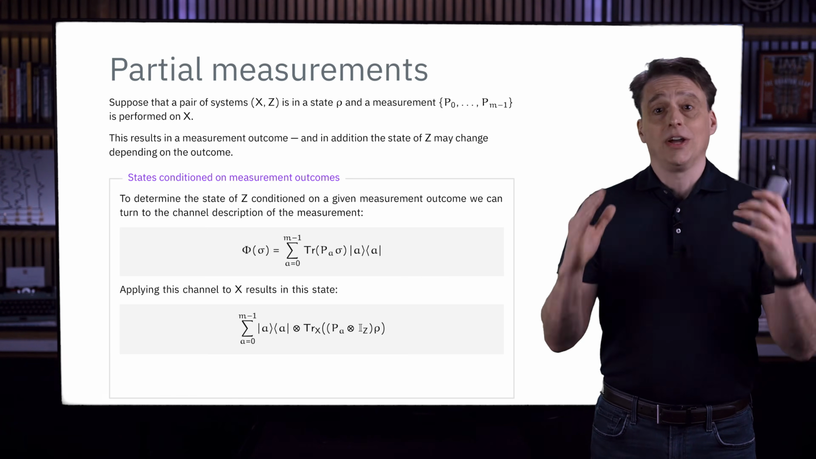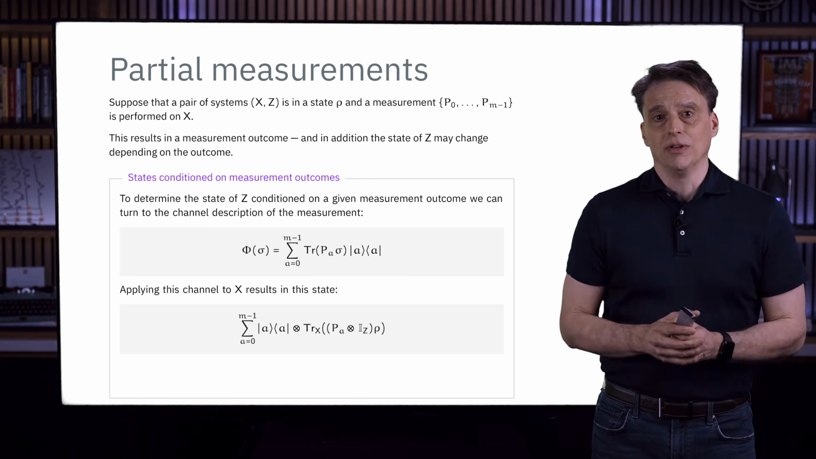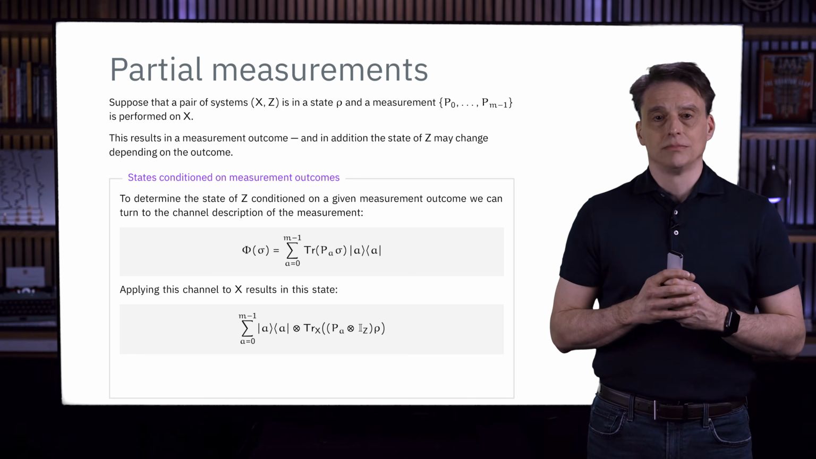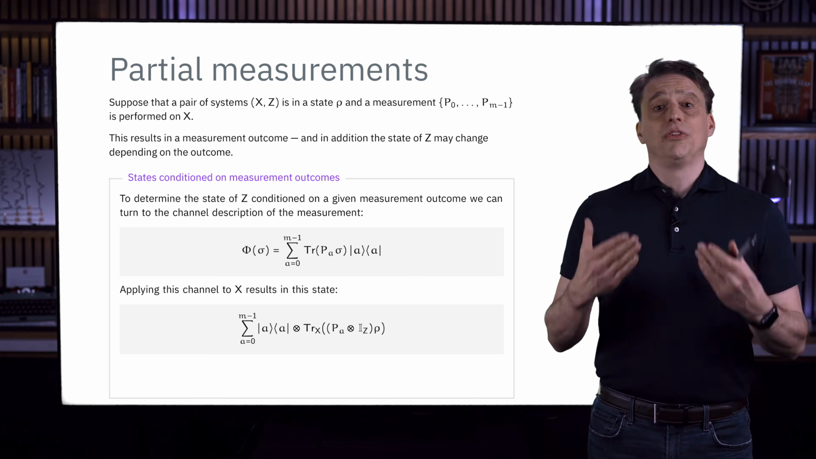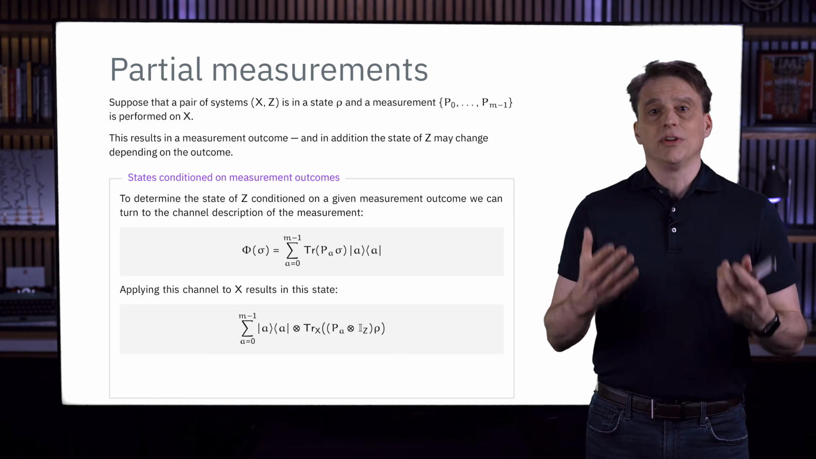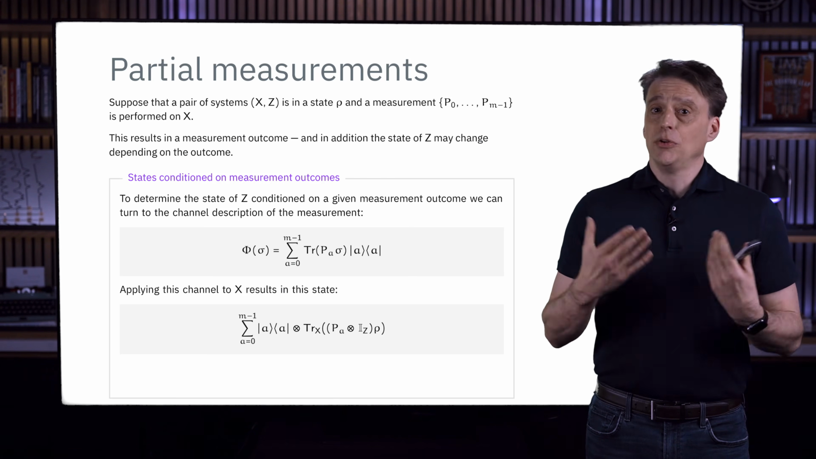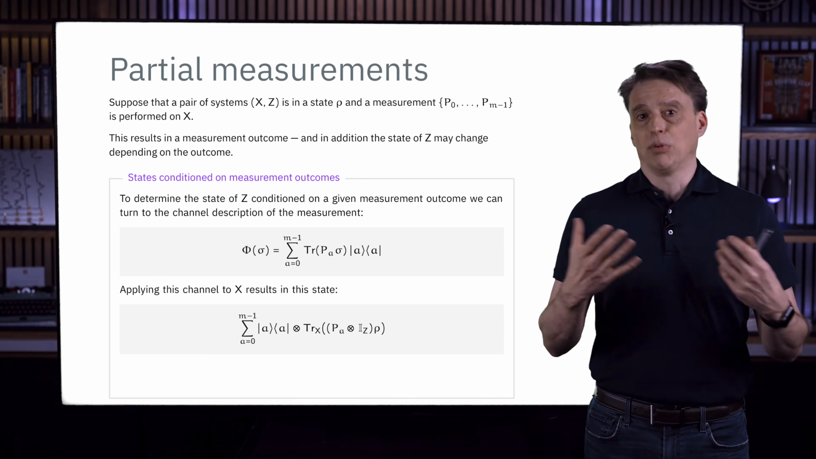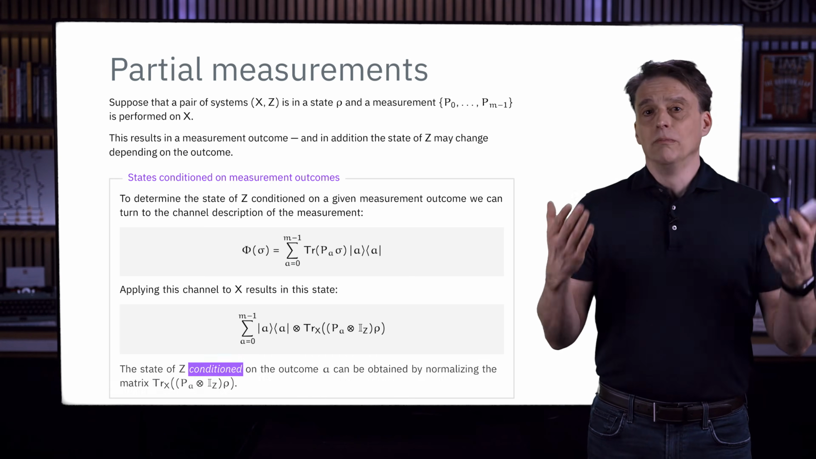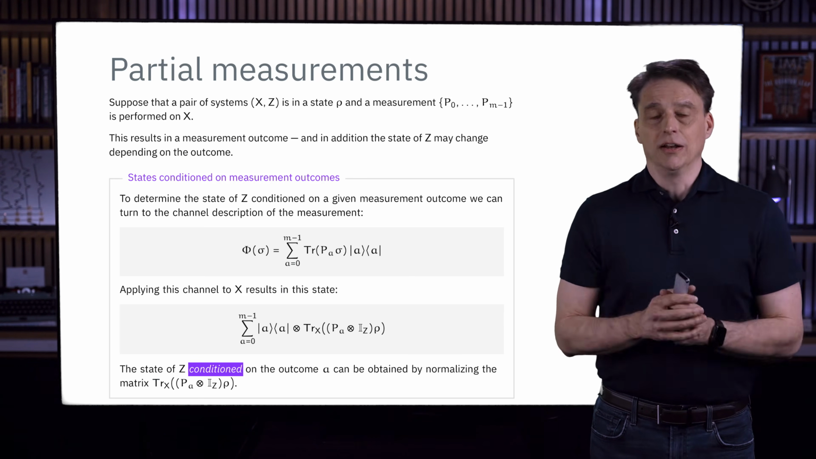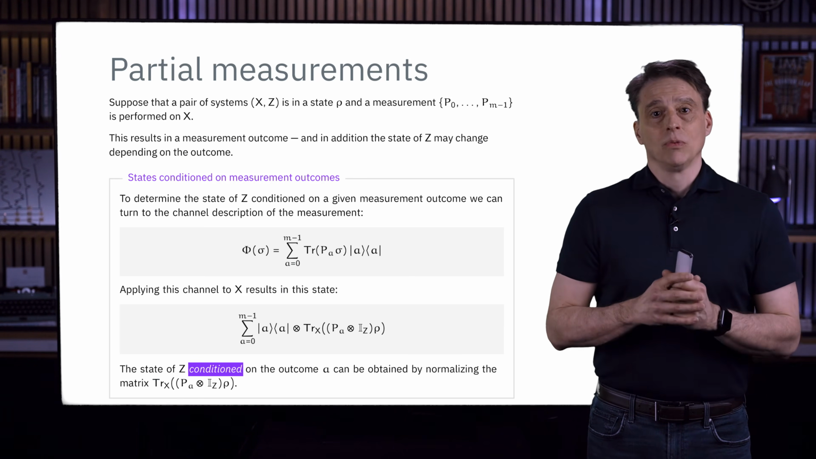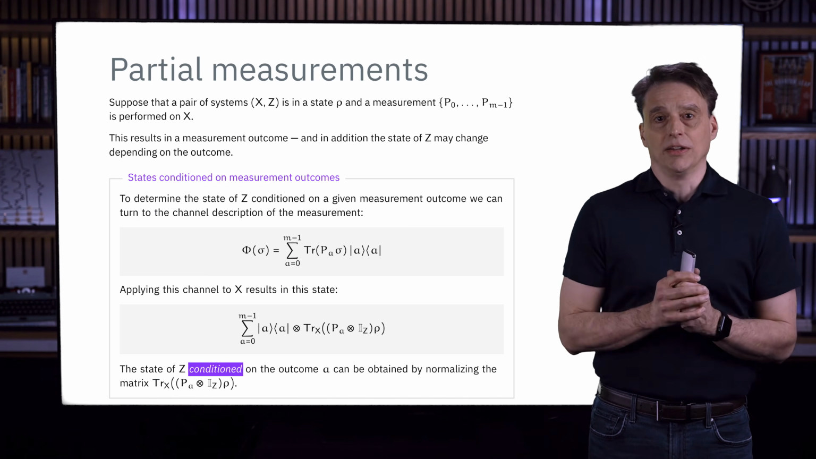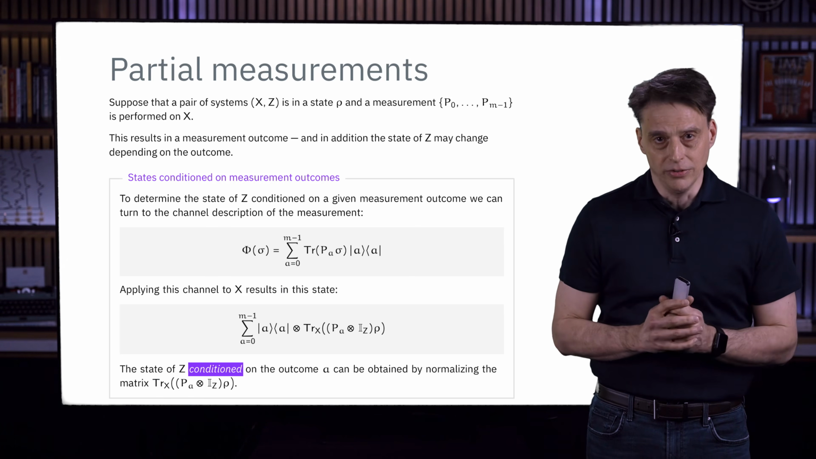Now, we saw this type of state, where the first system is classical and the second system is quantum, as an example in the density matrix lesson. Each A occurs with some probability, and that's the trace of the second tensor factor. So you can think about these second tensor factors as being density matrices multiplied by probabilities. So, to obtain the state of Z conditioned on obtaining a particular measurement outcome A, we simply divide out the probability. Or, in other words, we normalize the second tensor factor by dividing it by its own trace.